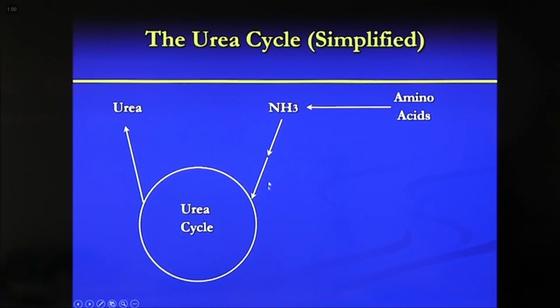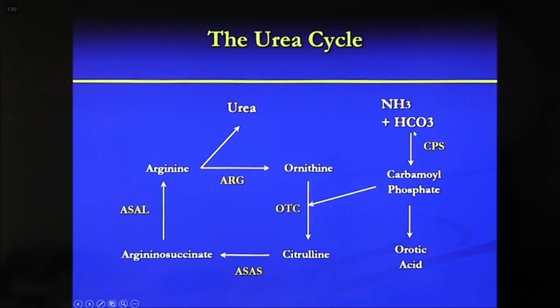Your amino acids are broken down to ammonia, and the urea cycle converts it to urea. This is a diagram of some of the steps and some of the enzymes. So we have here carbamyl phosphate synthase, ornithine transcarbamylase, argininosuccinic acid synthase. This is the same thing, but it's a lyase, and this is arginase deficiency. These are in a table.